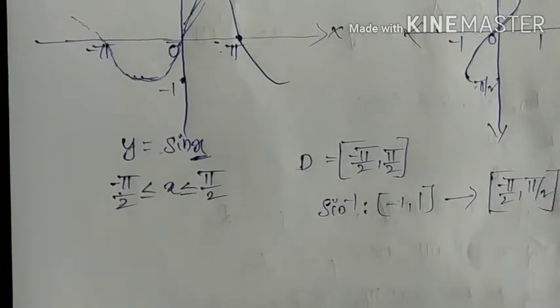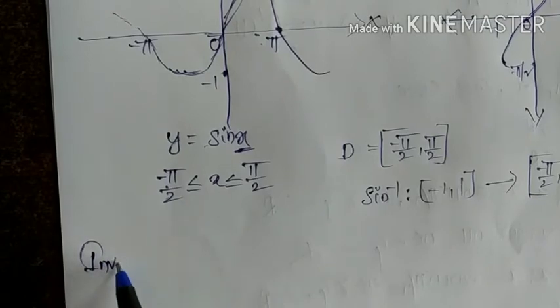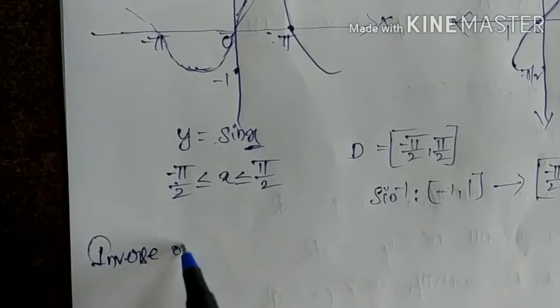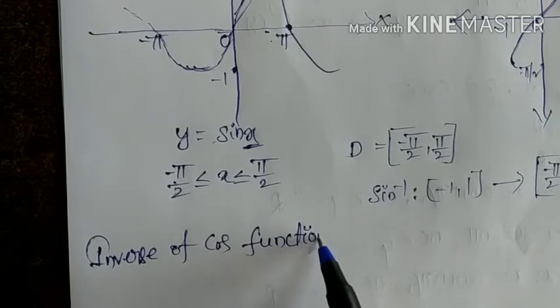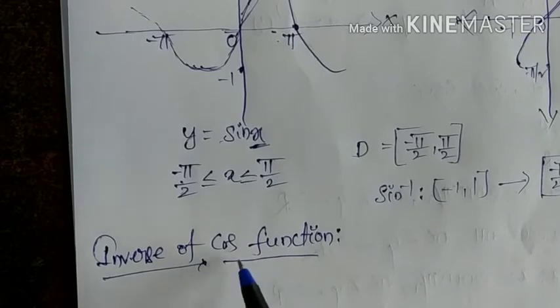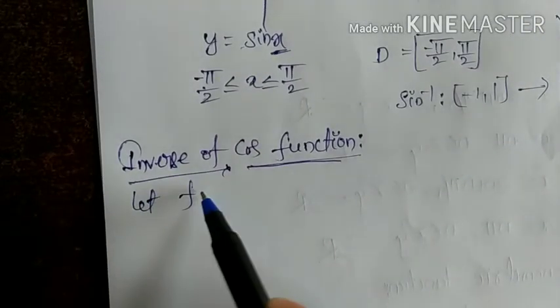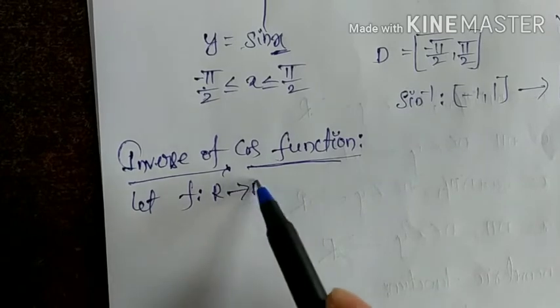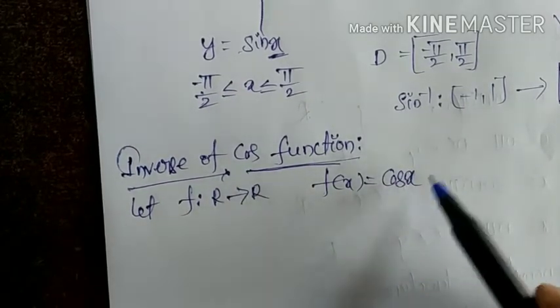Next, inverse of the cos function. This is also like the sine function. Let the function f from R to R be defined by f of x equals cos x.